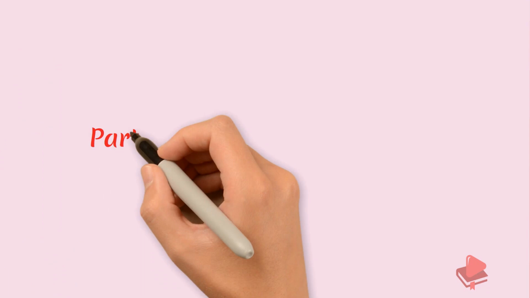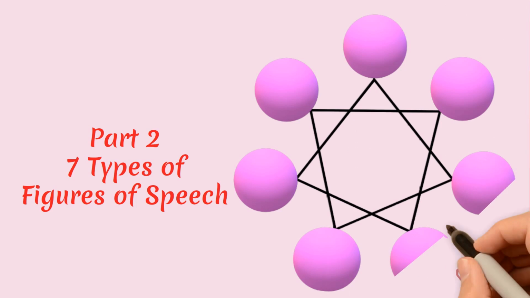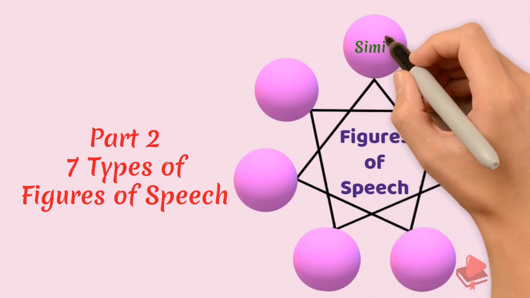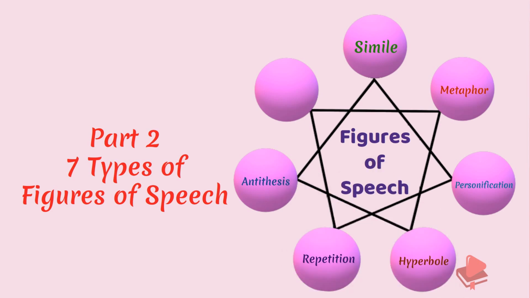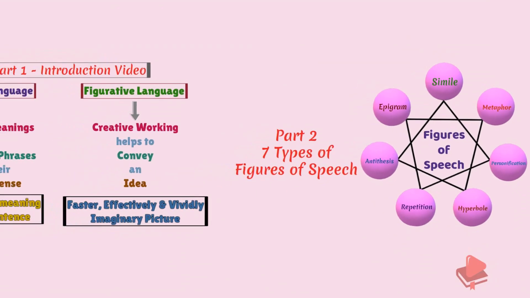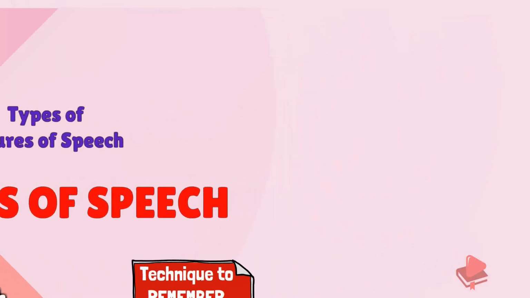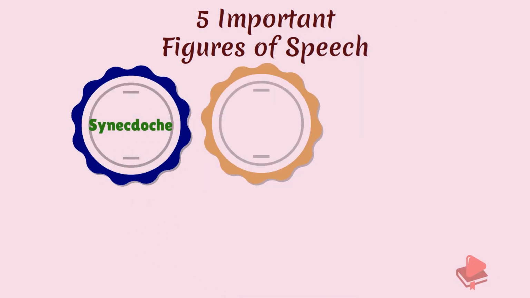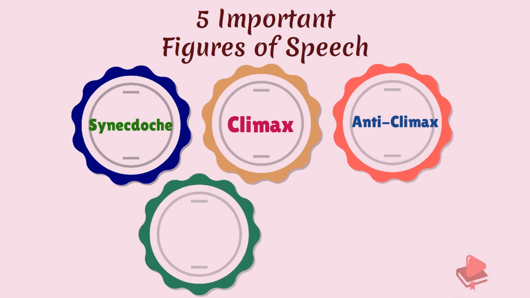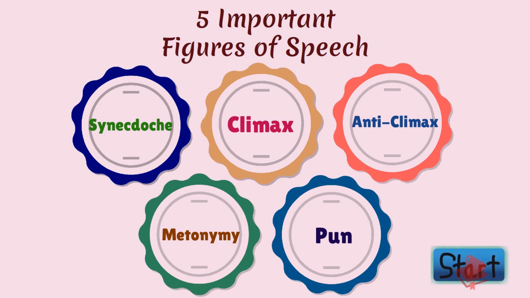Then in the second part of the video, we studied the 7 most commonly used figures of speech: simile, metaphor, personification, hyperbole, repetition, antithesis, and epigram. The links of these videos are given below. Do watch them to get the complete updates on figures of speech. The 5 important figures of speech that we are going to see here are Synecdoche, Climax, Anti-Climax, Metonymy, and Pun. So let's start with the lesson.